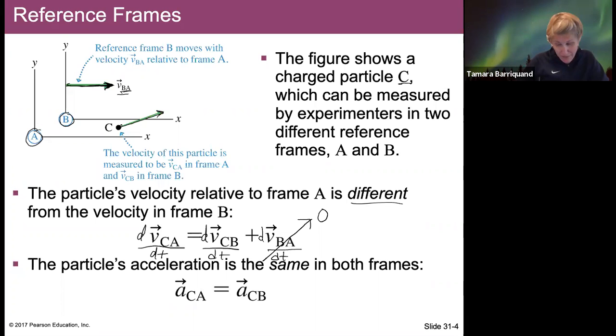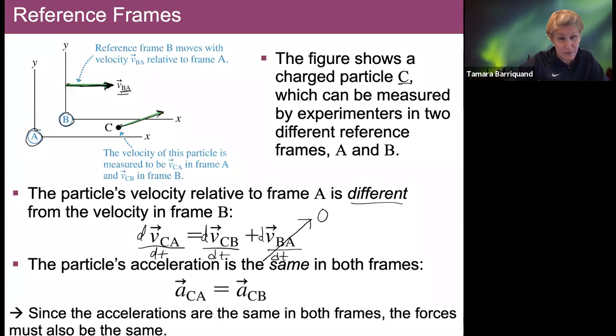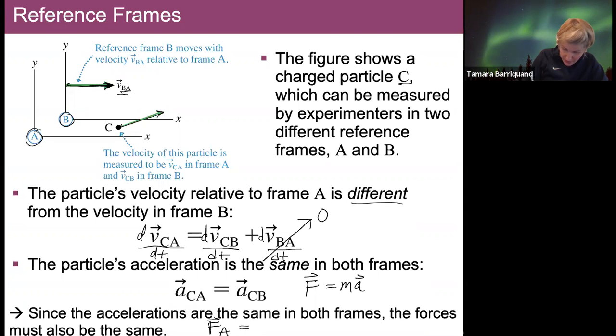And we remember F equals ma. So since F equals ma, if the accelerations are the same in both frames, the forces must also be the same, because F equals ma. And therefore, F_A, the force that the particle experiences in A, will be equal to F_B.